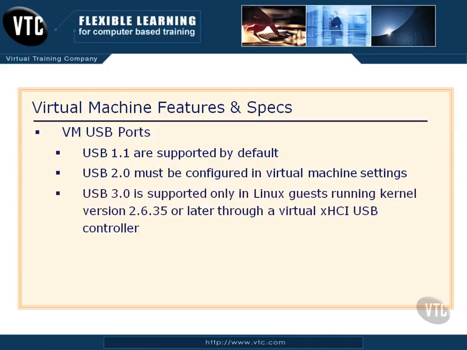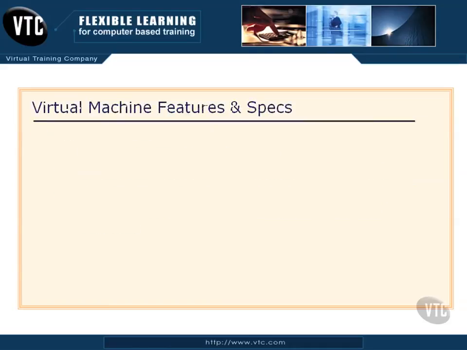Now, watch for this one. USB 3.0 is supported only in Linux guests running kernel version 2.6.35 or later through a virtual XHCI USB controller. Now, the Windows operating systems don't have a generic XHCI USB controller out there yet, so you can't use USB 3.0 in a Windows guest virtual machine. So just kind of watch for that. If it's a limiting factor, you'll just have to deal with it for a while.